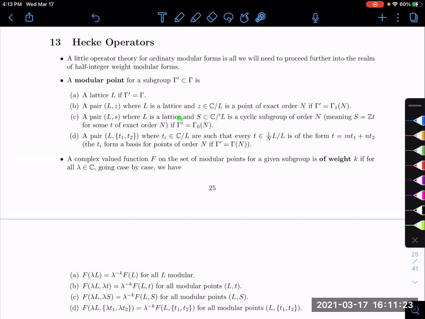Okay. If the subgroup is actually gamma naught of N, then we're going to say that a modular point for the subgroup is a pair L comma S, where this time L is still a lattice, but now, oh, you know what? This should be a capital S, not a lowercase s. It's not going to be L comma a point. It's going to be L comma a cyclic subgroup of order N in C mod L. So in other words, S is just like Z times some T, where T is a point of exact order N. So it's just a little bit of a step up from what we had in case B.